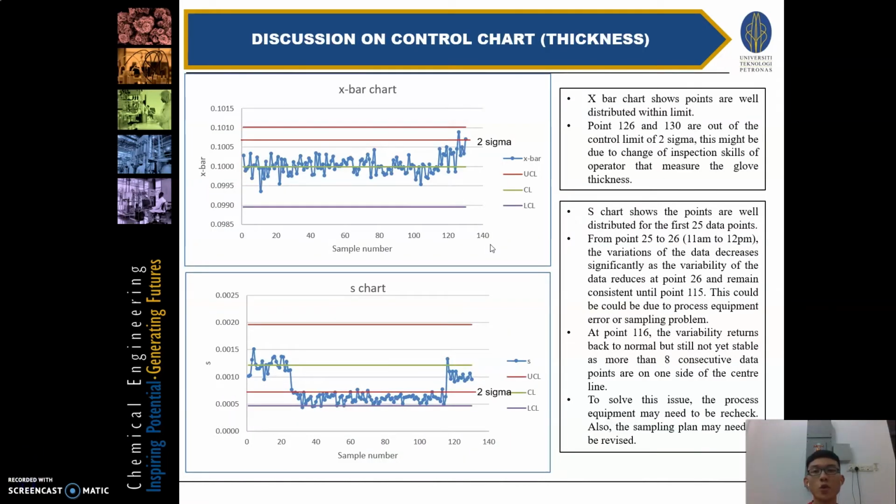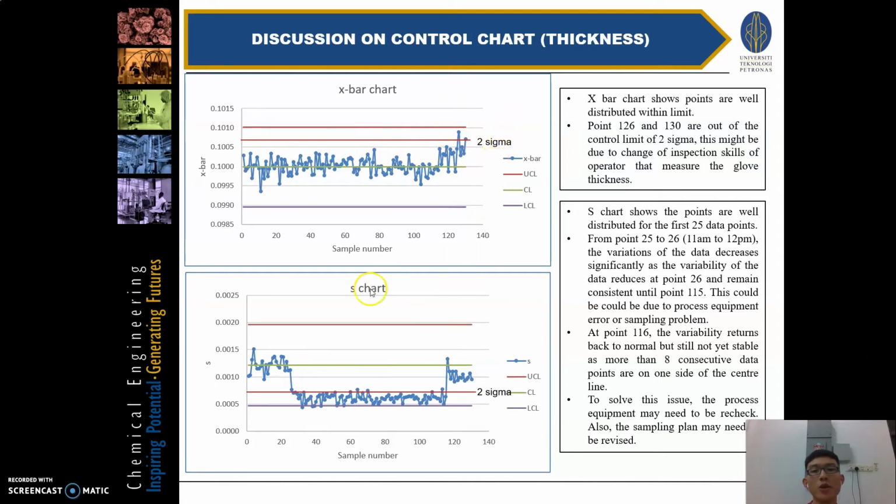So in phase 2, we will discuss the control chart based on synthesizing rules and also process knowledge. As we can see from the X bar chart here of thickness, there are 2 data points, 126 and 130, out of the 2 sigma control limit, and this might be due to a change in the inspection skills of the operator who measures the glove thickness.